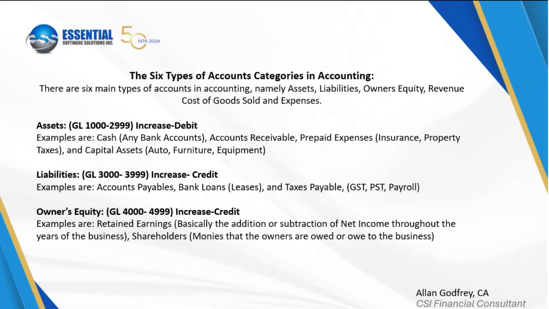So these three categories basically make up the balance sheet. We'll go through it in a little bit, but if you take your total assets, and then you take your liabilities and your owner's equity and add those two together, that should total to your assets. That's why they call it a balance sheet. The total of the assets must equal the total of the liabilities and the owner's equity.